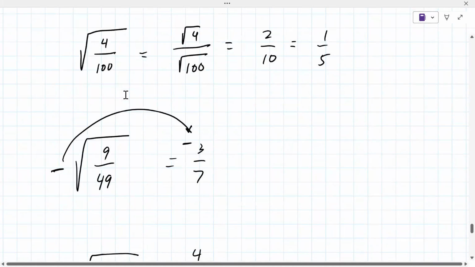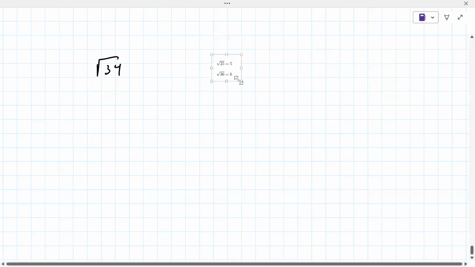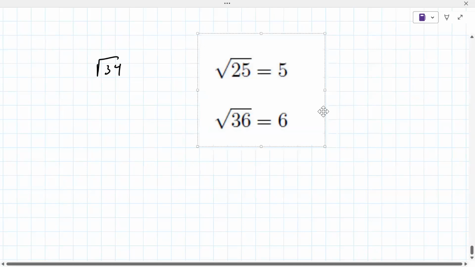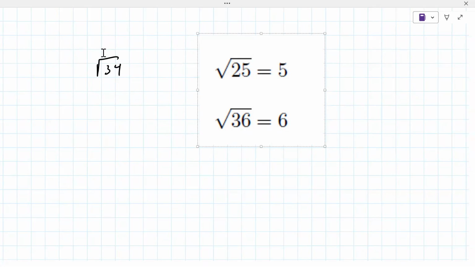Okay, so let me give you an example. Let's say I want the square root of 34. And you happen to know this list so well, let me snip it in, that you're like, hey, that's between the square root of 25 and the square root of 36. But which one is it closer to? Is it closer to 36 or is it closer to 25? 6. Right, so the answer is that it's about 6, okay?